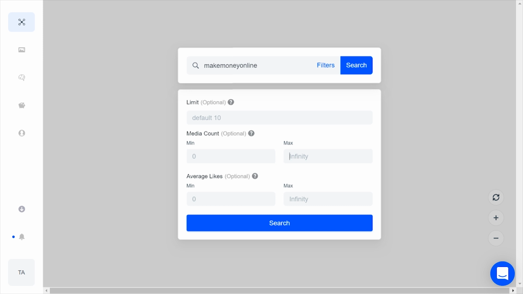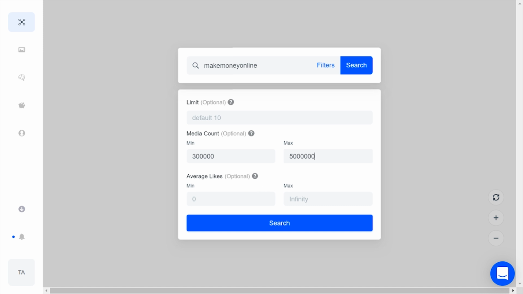Now, media count, max, minimum, average likes. This is basically where you choose the size of the content, the size of the post. Media count minimum means that you want hashtags that have no less than 300 to 1,000 uses. The more uses a hashtag has, the more likely it is to be active, the more likely there are people actually engaging on it. So you want this to be fairly high. Then maximum, maybe let's say 5 million.